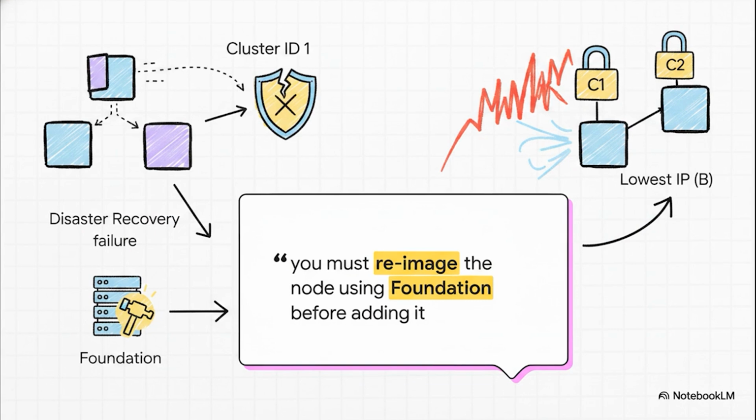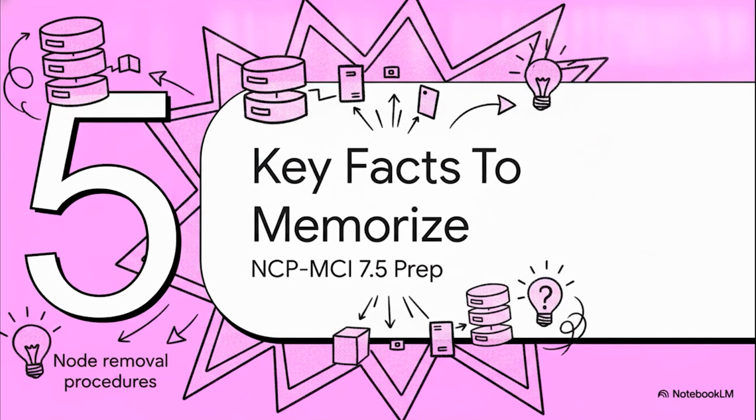Okay, pay close attention, because this perfectly illustrates the most obscure, dangerous trap of them all, the lowest IP address rule. If you remove a node from a cluster with the intention to repurpose it, you have to watch its IP. If the node you eject happens to have the lowest IP address in the original cluster, and then you just go and add it to a new network where it also becomes the node with the lowest IP address, well, the new cluster is going to inherit the cluster ID from the original. This creates a duplicate cluster ID, a split-brain scenario on your network that will completely, totally break your disaster recovery operations. To prevent this nightmare, you must completely re-image the node using Foundation before ever adding it to the new cluster. Section 5. Key facts to memorize.